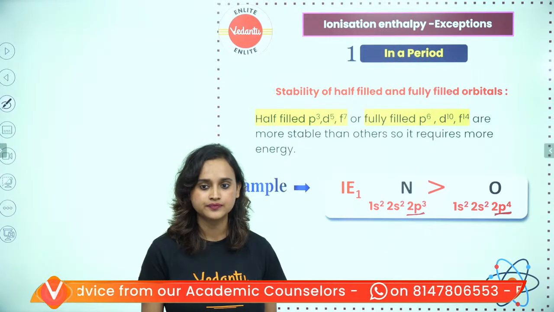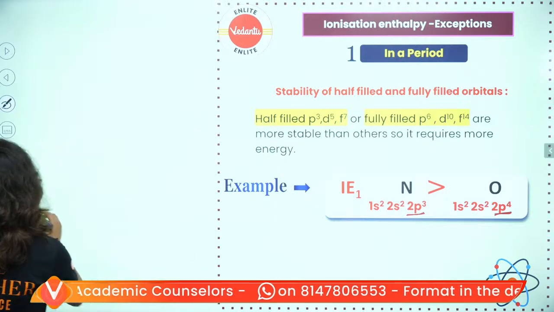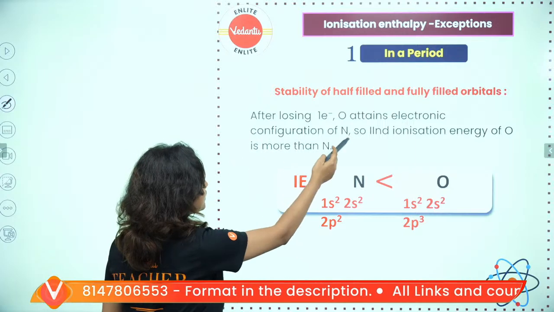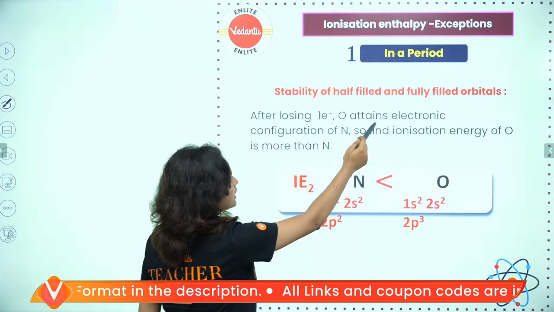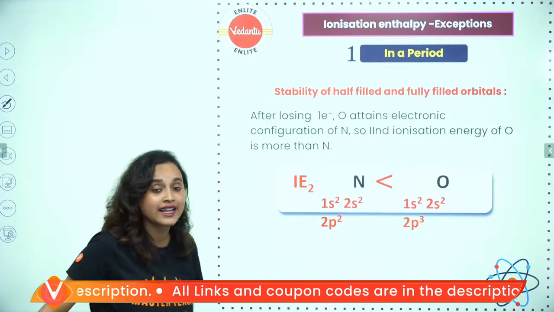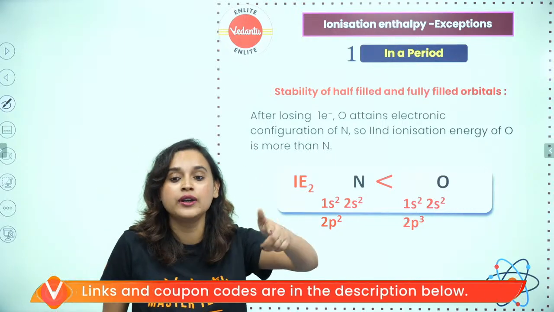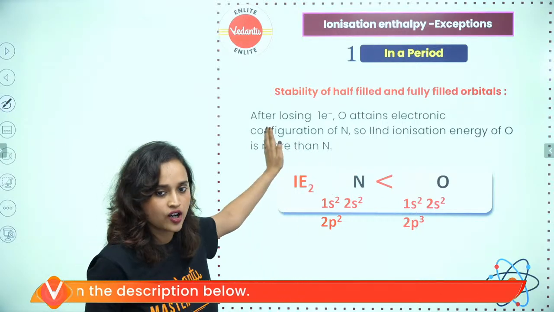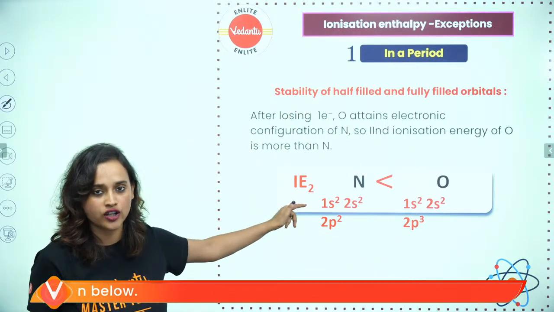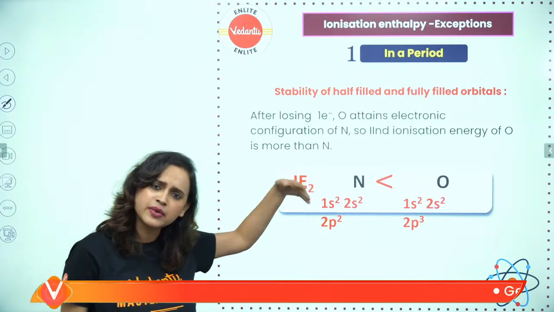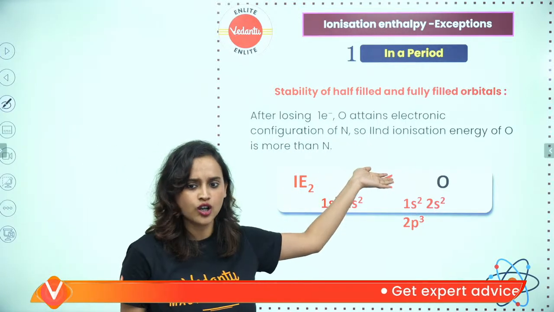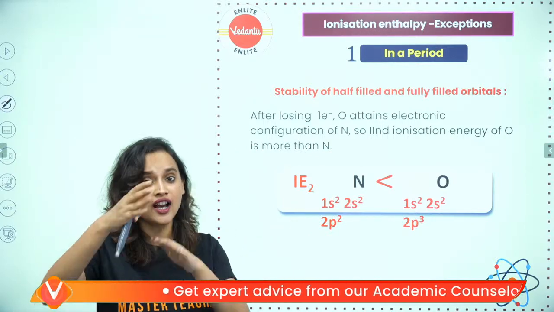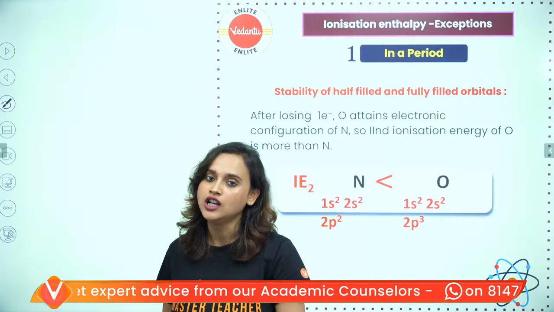Got it, Soham? Now, N and O plus here. See, after losing one electron, when oxygen attains the electronic configuration of N, then the second ionization energy of O will be more than nitrogen. Same as beryllium and boron. For beryllium and boron also I explained this, no? Then it comes to the second ionization energy. Second ionization energy of oxygen will be more.